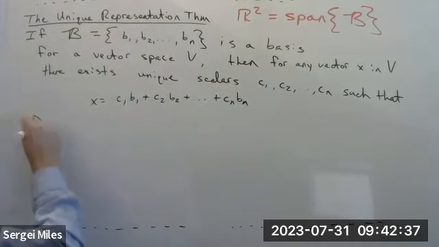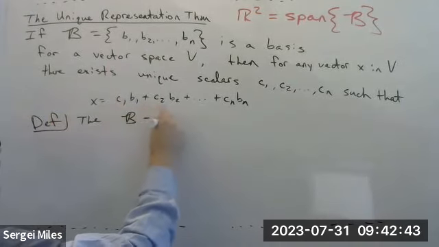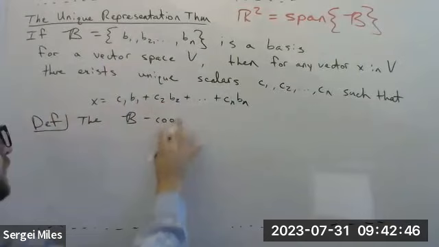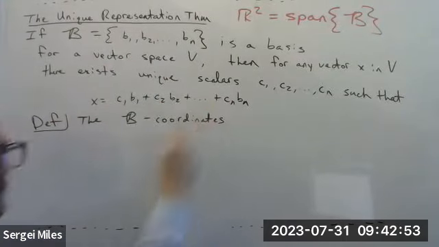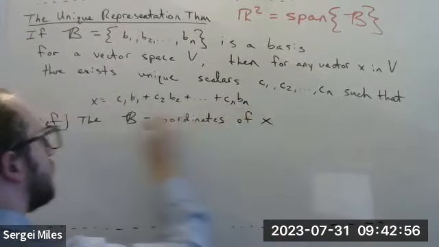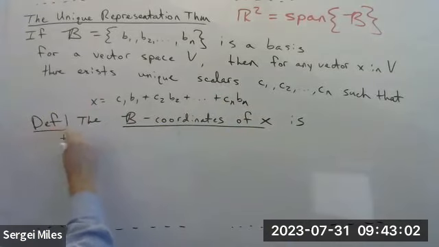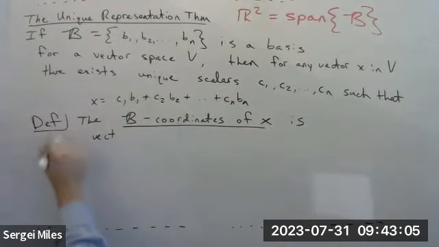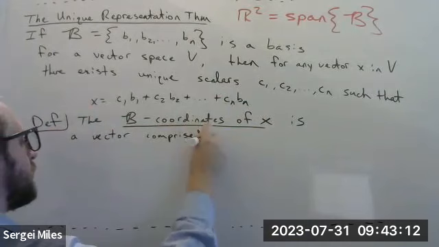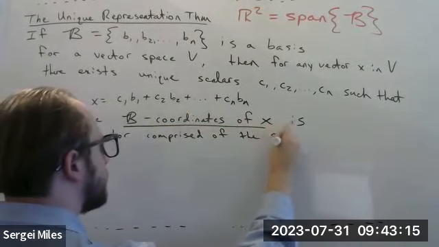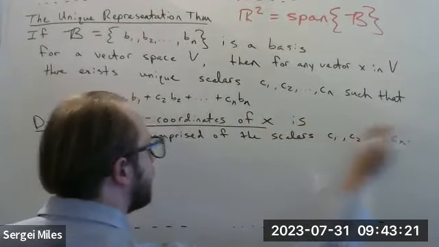Now we have a special name for this solution. The B coordinates of x is a vector comprised of the scalars C1, C2, dot, dot, dot, Cn, right?